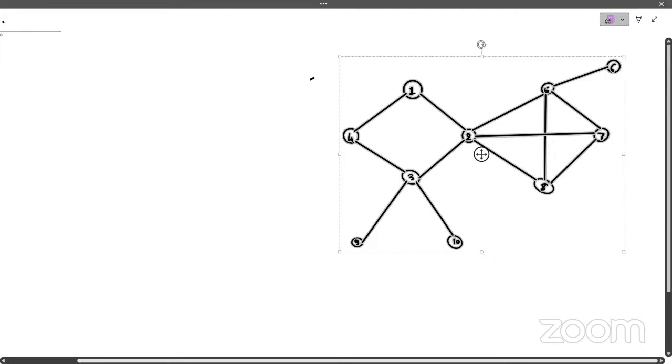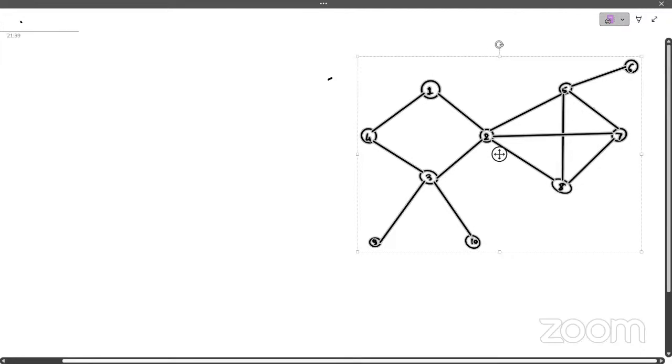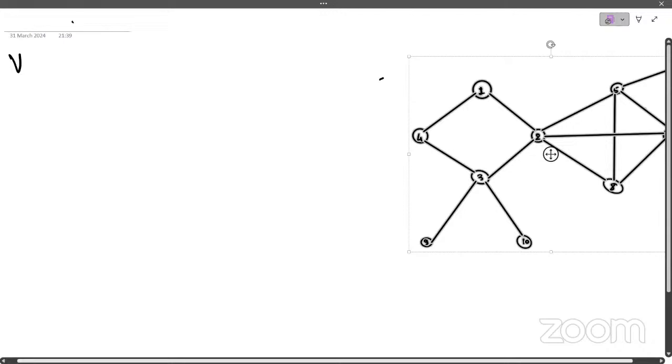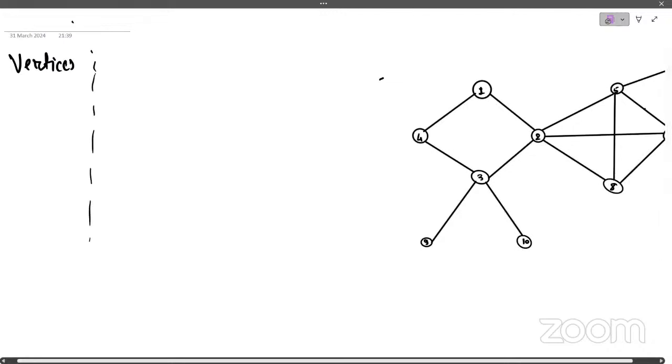So in BFS, first we will write down our vertices. Then we'll take the column for visited or not visited vertices. And then we have a column for Q.